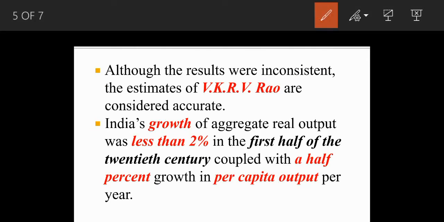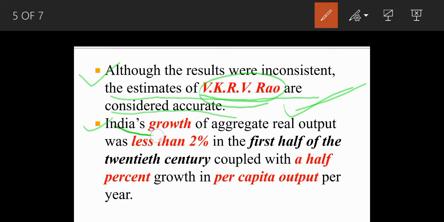Now, as we have seen in the previous video, there were so many Indian individuals who tried to calculate India's income, but it all failed because of lack of accuracy, inconsistent data, and other problems at that time. But still, although the results were inconsistent, the estimates of VKRV Rao are considered accurate. Among all of them, VKRV Rao's estimation was accurate.